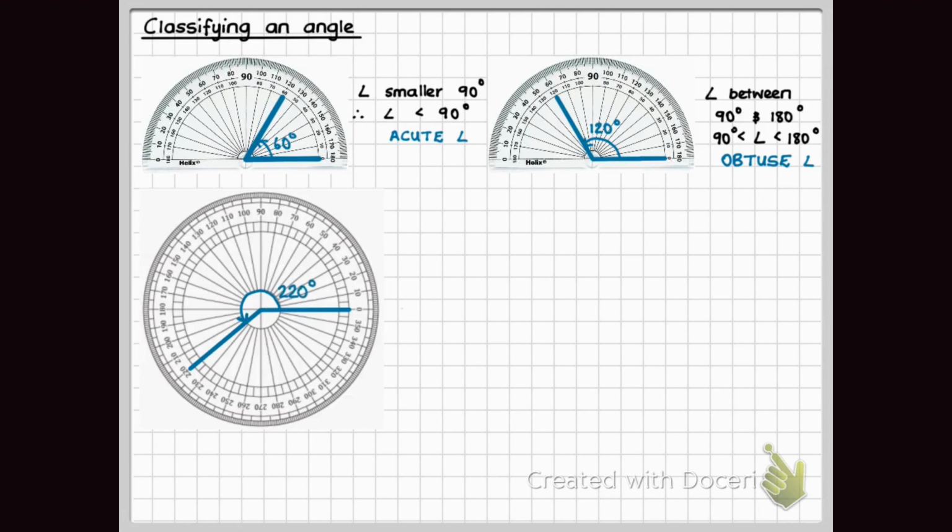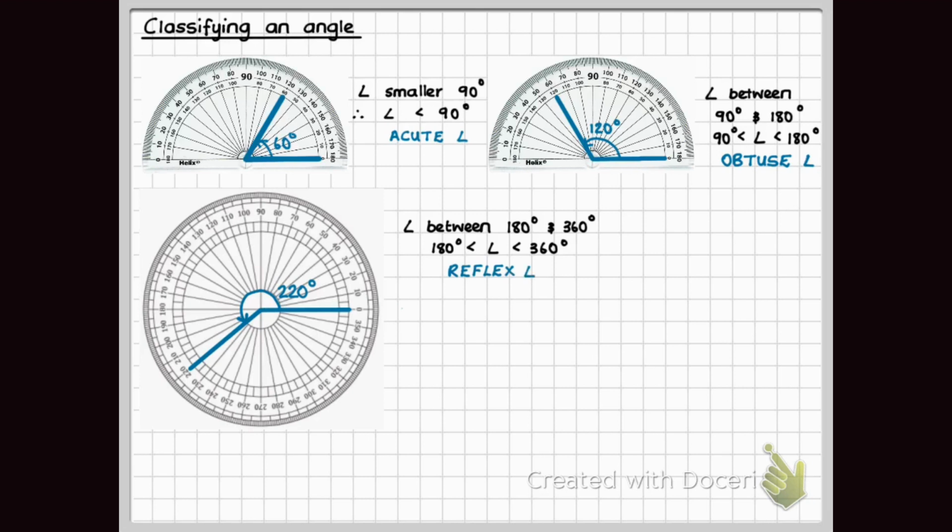Say for instance we measure this angle and we see that it is between 180 and 360 degrees. So we write it out in words, and to write it mathematically, we start with the angle in the middle, read it to the left, angle bigger than 180 degrees, and read it to the right, angle smaller than 360 degrees. Or we can say that the angle is between 180 and 360, and this we call a reflex angle.